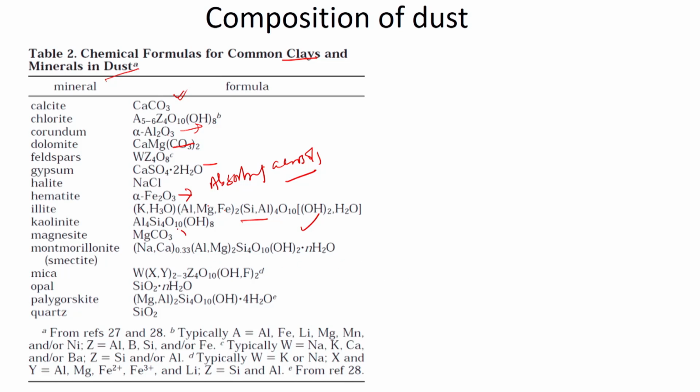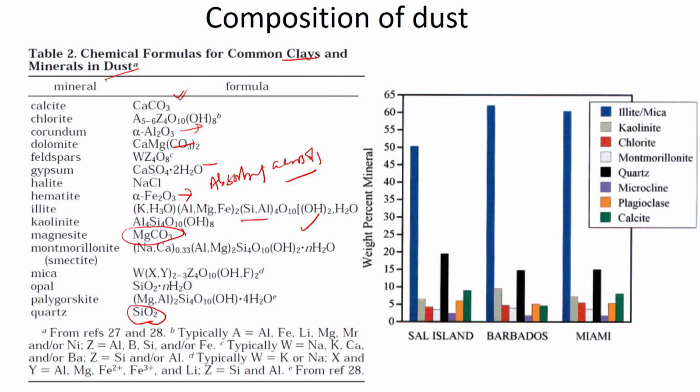A very important source of magnesium is magnesite, MgCO3. And the silicate, quartz or silica, is silicon dioxide. Silicon dioxide is a very important source of these aerosols in the atmosphere. If you see the weight percent in different islands, like Barbados, Sal Island, and then Miami, their composition has been measured, lots of research has been done, and you can see the variability.